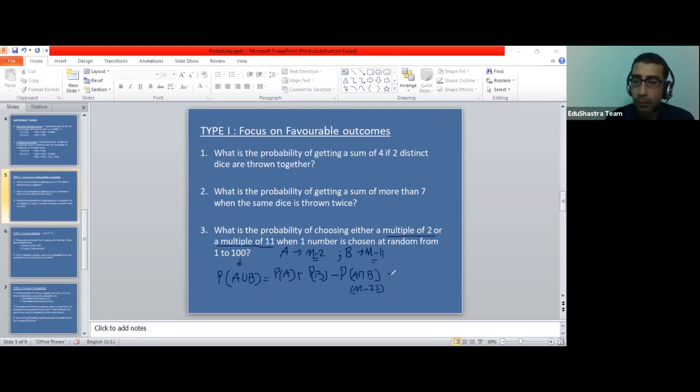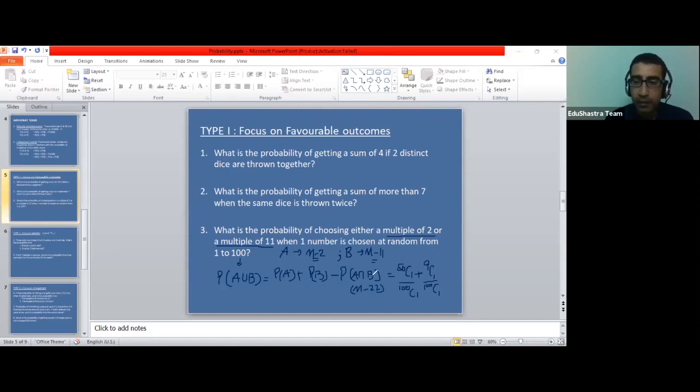So P(A) will be the probability of getting a multiple of 2. There are 50 numbers that are multiples of 2. So 50 upon 100, 50C1 upon 100, if that seems more empirical to you. 50C1 upon 100C1 is P(A). 9C1 upon 100C1 is P(B).